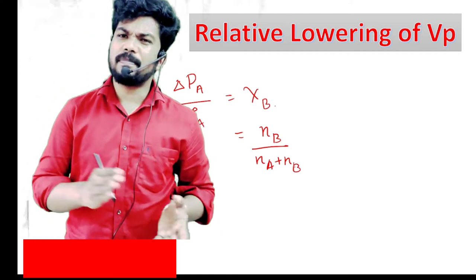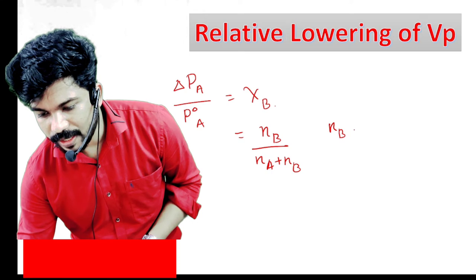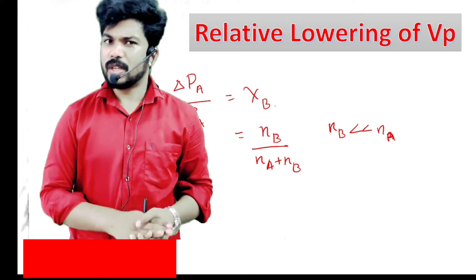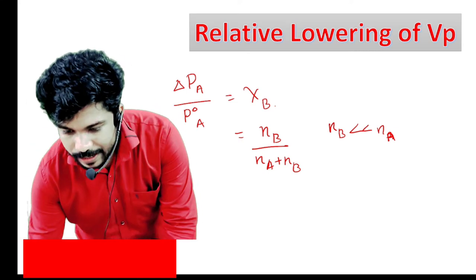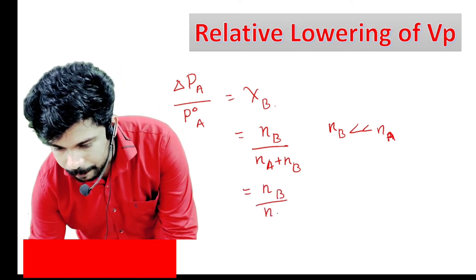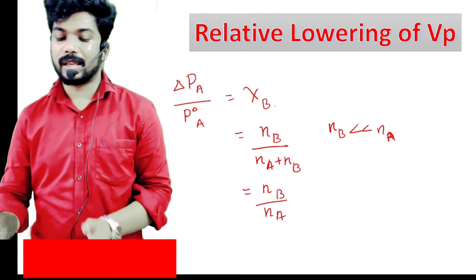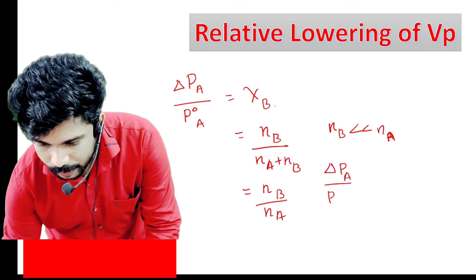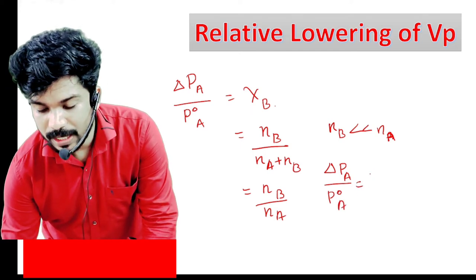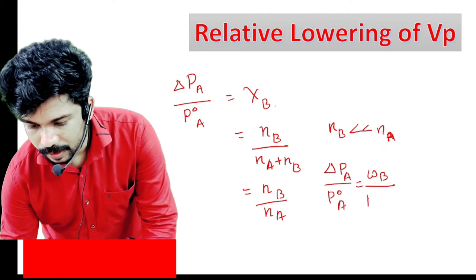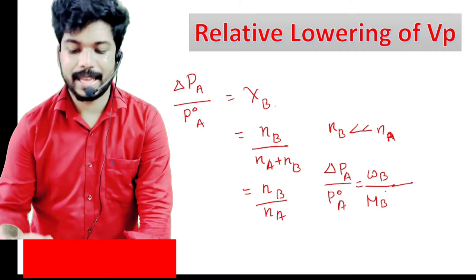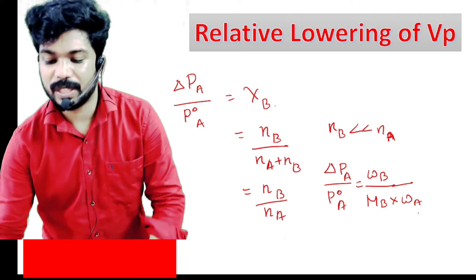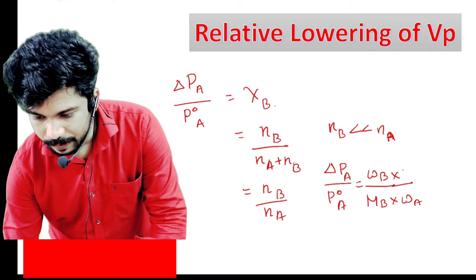But here, the NB value is very small as compared to the value of NA, the number of moles of solvent. This NB value is very small. So we can neglect the NB value in the denominator. So the equation becomes NB by NA. Okay, so we can write the final derivation as delta PA by P0A is equal to NB. What is NB? WB divided by MB. And what is NA? NA means WA divided by MA, and this division becomes multiplication: it goes to the numerator and becomes MA.